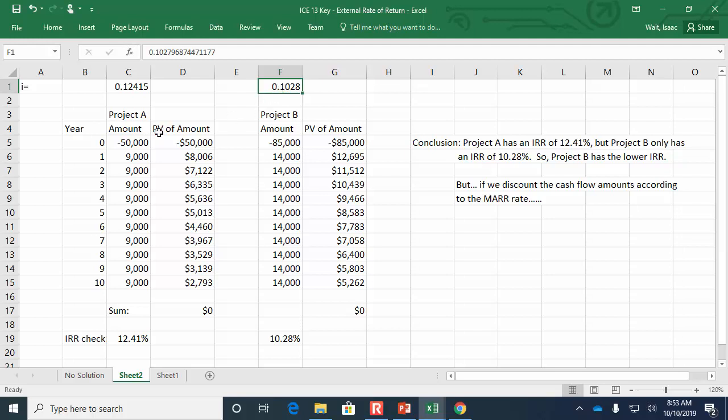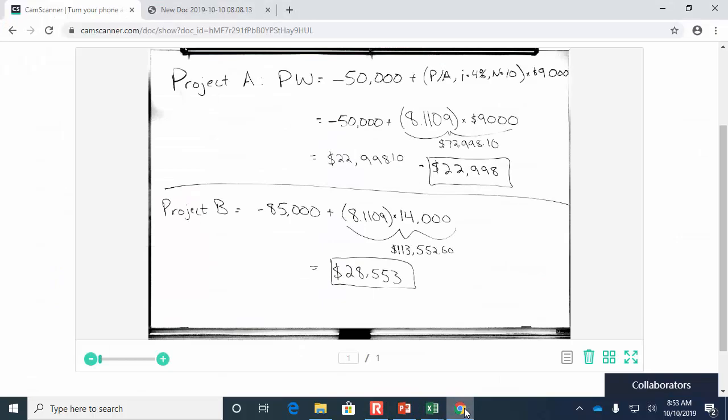So the difference is it's better to get a lot of an investment at a slightly lower rate of return than a smaller investment at a higher rate of return, because the overall net profits are going to be greater. Even though we had a smaller rate of return for project B, just the simple fact that you are able to put more into that investment means it's going to be more valuable.